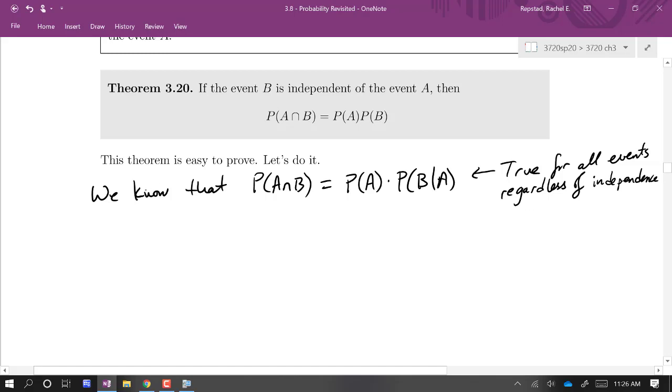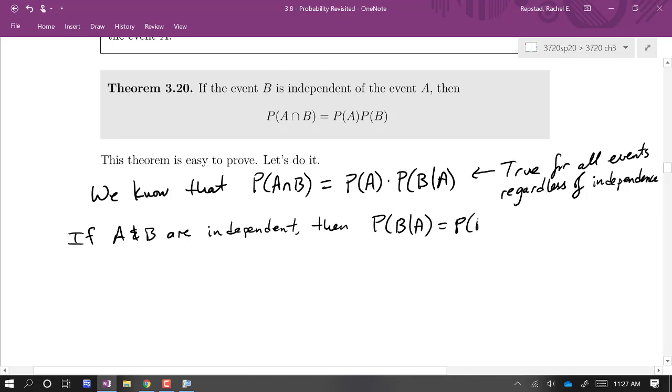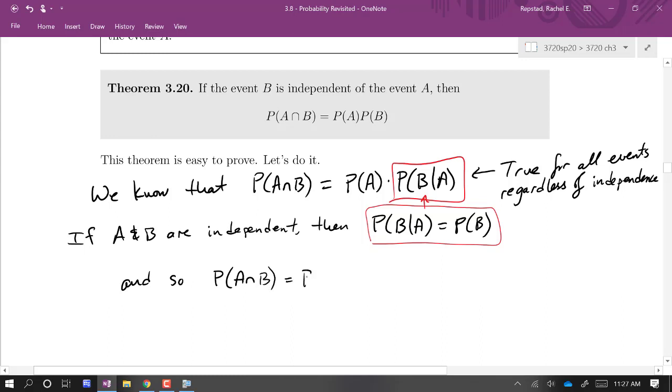But if we know that A and B are independent, then the probability of B given A is equal to the probability of B. So we're just going to make this substitution. We get P of A times P of B. So there's a really short and sweet proof of this equation. It's important to note that this is only if A and B are independent.